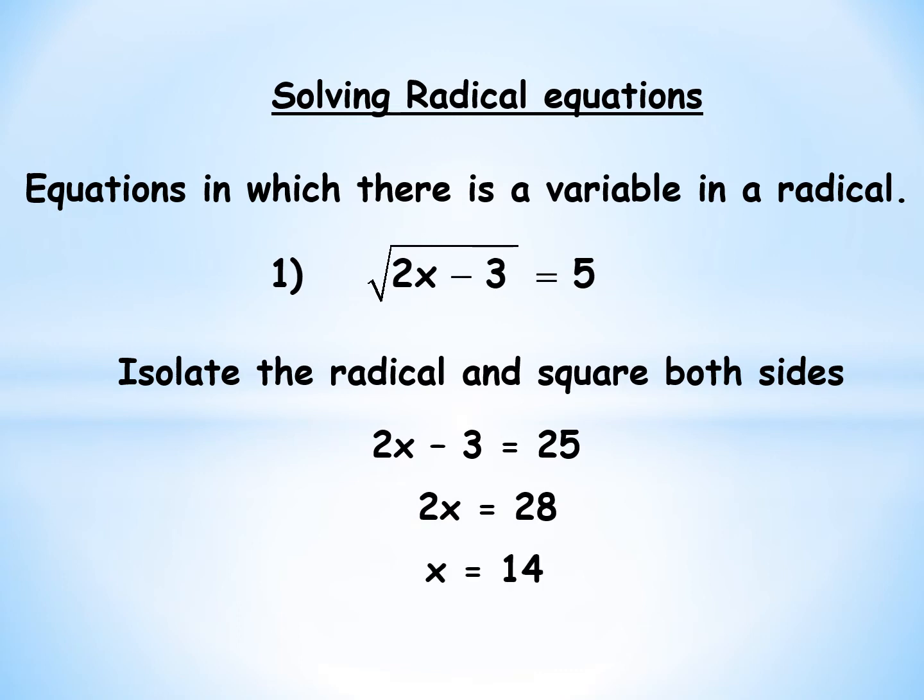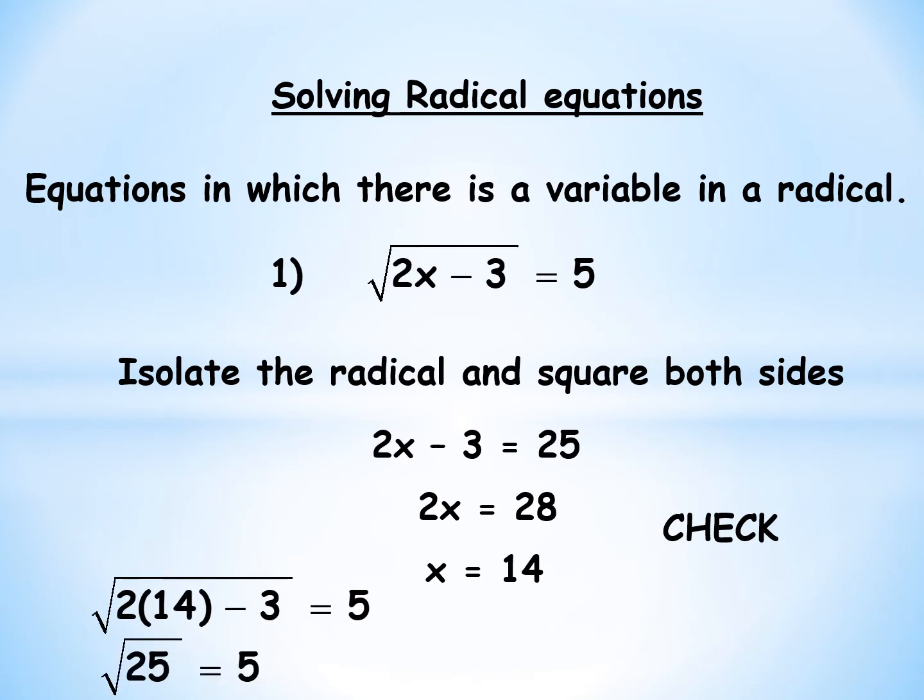Now there is an additional step that you always must think about when you are solving radical equations. Remember, you cannot have a negative underneath the radical. So you always have to plug your answer back in to make sure that you don't get what is called an extraneous solution, which is a solution that doesn't make sense. So if I take that 14 and plug it back into my original equation, I get the square root of 25 is 5, which is correct. So that one works.